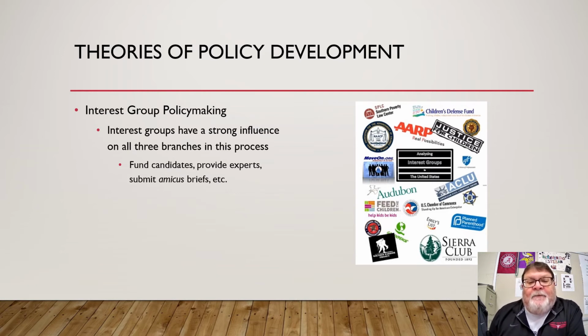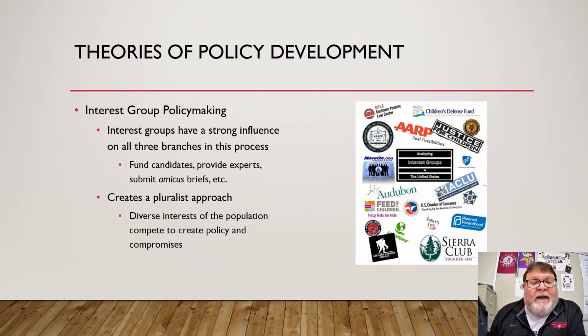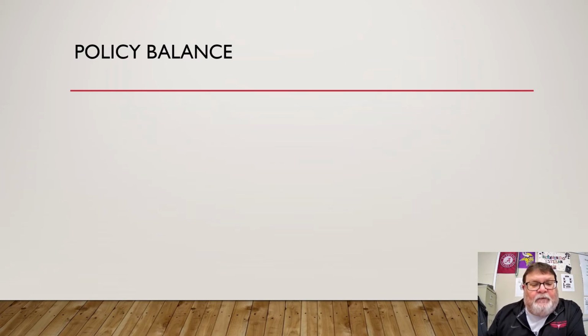So interest groups have a strong role in policy development, and it creates, again, a term from Unit 1, that pluralistic approach where you've got different avenues to be able to affect government. Again, diverse interests of the population compete to create policy and compromises. There's all sorts of ways to get in. If you're blocked out of one way, you can get in another way, and things like that. So that's the whole idea. Remember, pluralism as an approach.